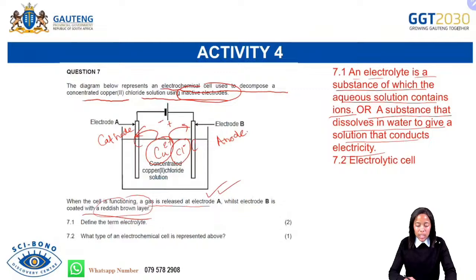Then 7.2 says what type of electrochemical cell is this one? So we can see that the two electrodes are represented in one beaker. So that is going to represent the electrolytic cell there. Okay.